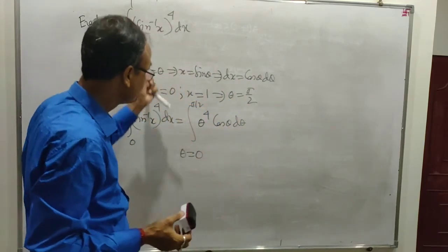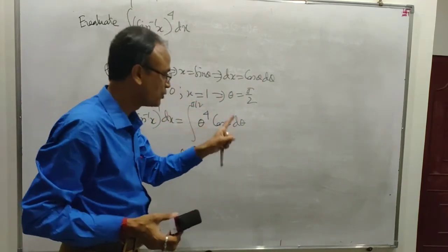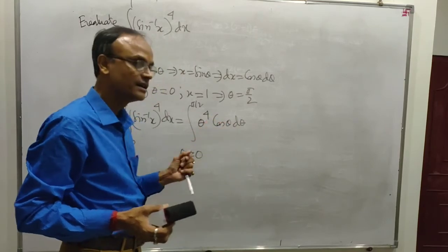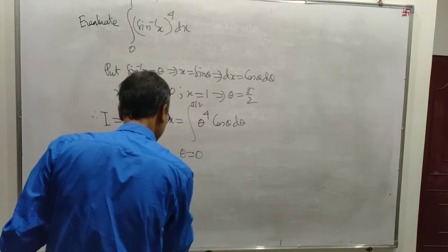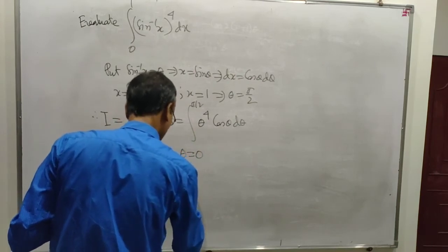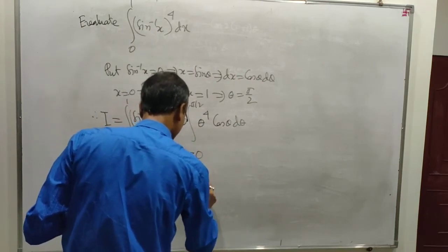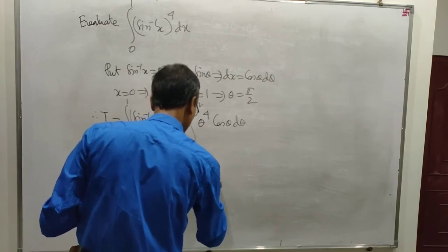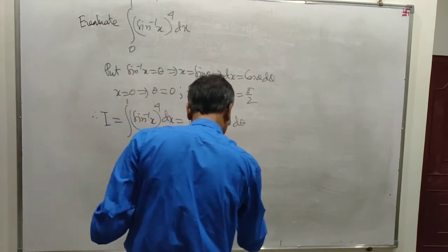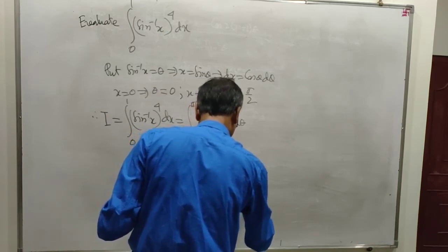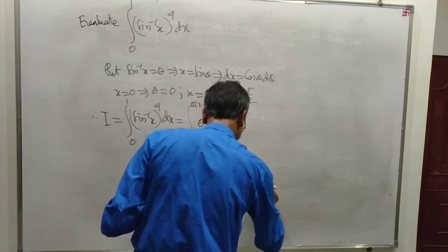The integration becomes integral of theta to the power 4 cos theta d theta. Now integrate this by parts: theta to the power 4 sin theta from 0 to pi by 2, minus integration from 0 to pi by 2 of 4 theta cube sin theta d theta.